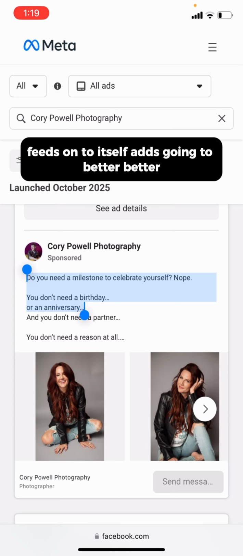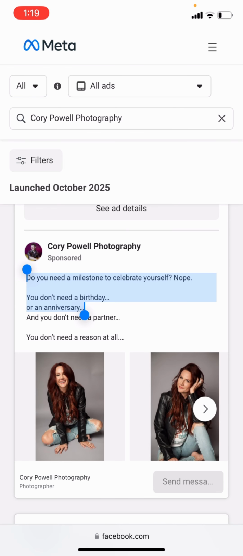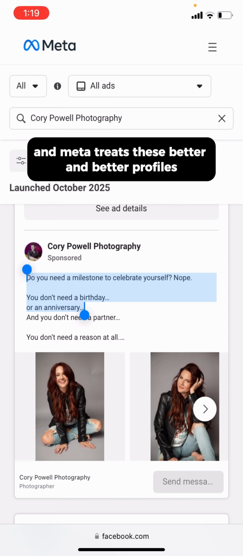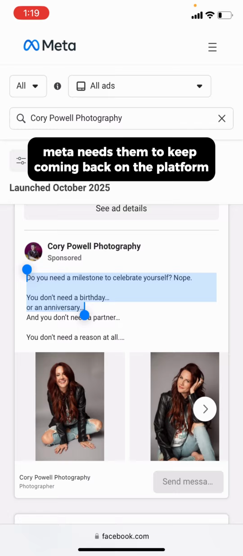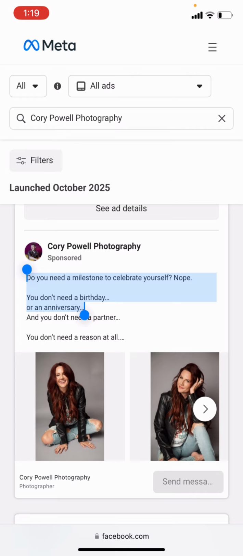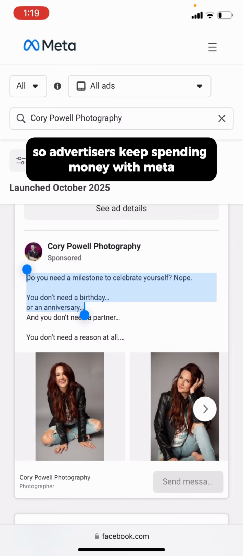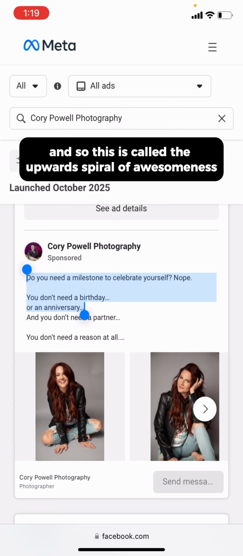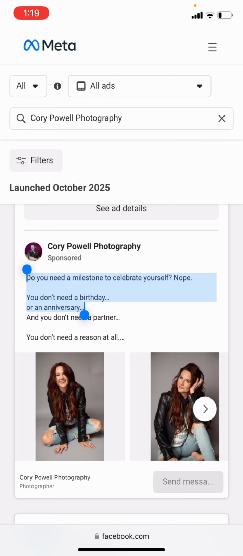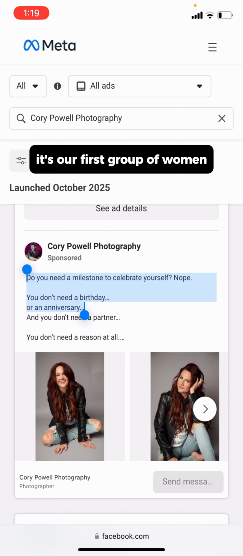And so on and so on, it feeds onto itself, and ads go into better, higher quality Meta profiles over time. And Meta treats these better and better profiles even better because Meta needs them to keep coming back on the platform and keep them happy, because they keep the advertisers the happiest. So advertisers keep spending money with Meta. And this is called the upward spiral of awesomeness. And again, it's all based off of the initial data we get from our ads going to tranche 1 women, our first group of women.